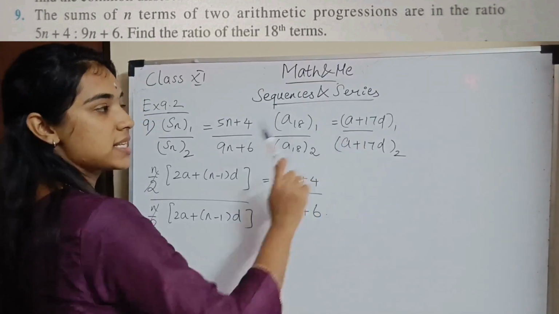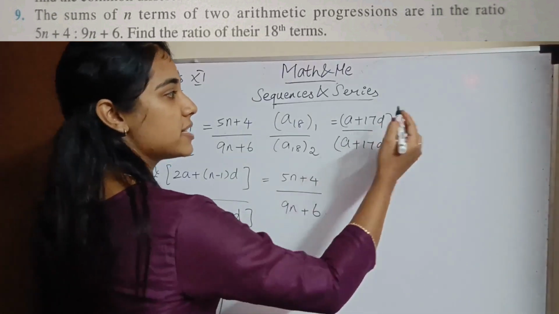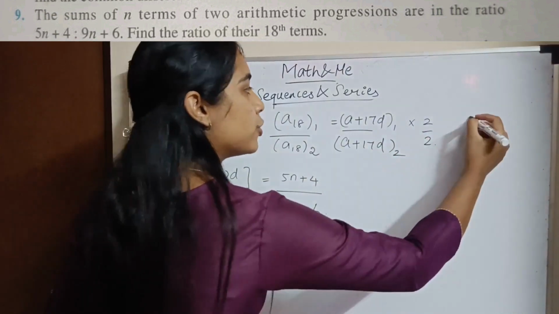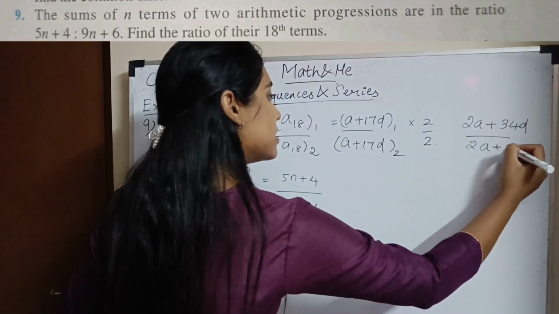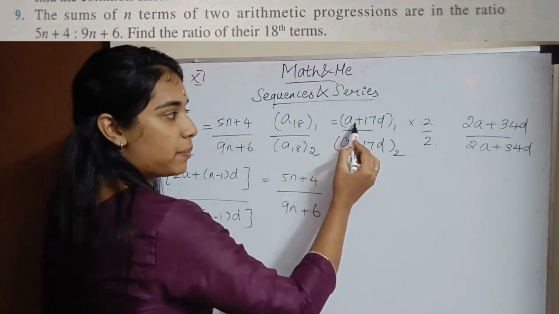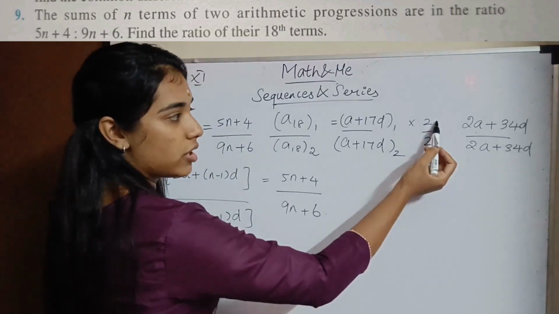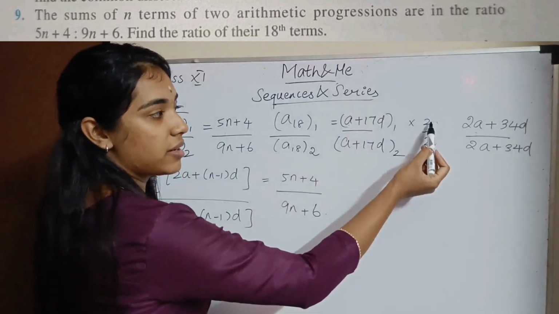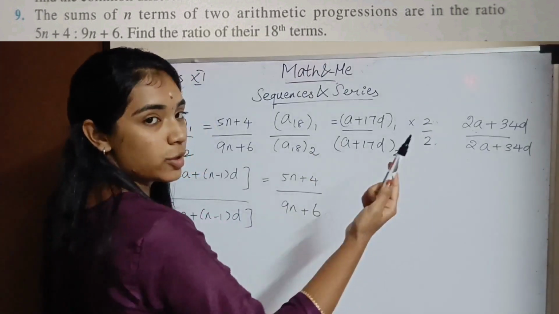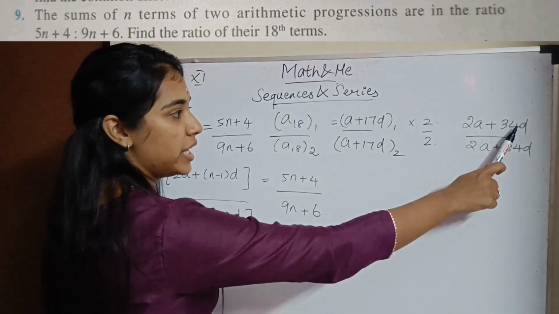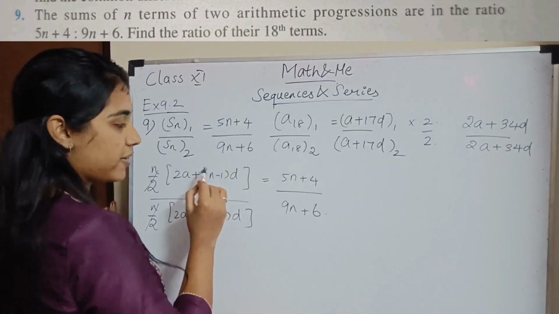You need A plus 17D. Here you have 2A. So let's see what happens when you multiply this by 2 by 2. You have 2A plus 34D divided by 2A plus 34D. So if you need A plus 17D, it is equivalent to finding 2A plus 34D. Correct? In the numerator and denominator, I have just multiplied and divided by 2 by 2. So A plus 17D is also the same as 2A plus 34D. So you need 34D. You have 2A here.